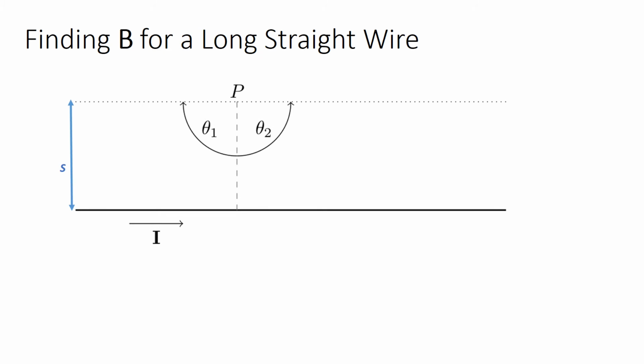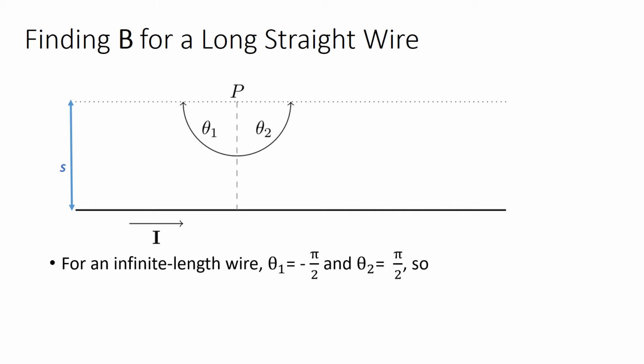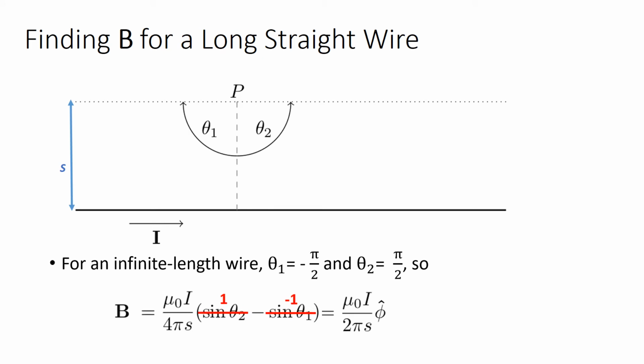Next, let's find the magnetic field at P due to a current running through an entire wire of infinite length. In this case, theta 1 is minus 90 degrees, and theta 2 is plus 90 degrees. This means that the magnitude of the magnetic field works out to be mu0 times I over 2 pi s. The direction of the field at P is out of the page as before, and it is given by phi hat, since B is described using cylindrical coordinates.